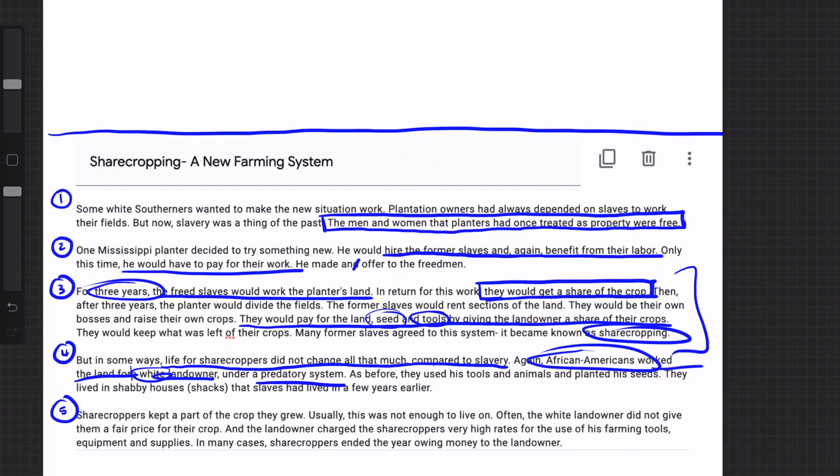Paragraph 5. Sharecroppers kept a part of the crop they grew. Usually this was not enough to live on. So let's say they grew 100 carrots. They would have to almost always give more than half of their carrot supply. So what does that mean with the carrots that are left? You can have 2 options.